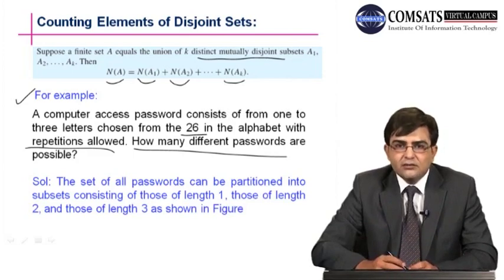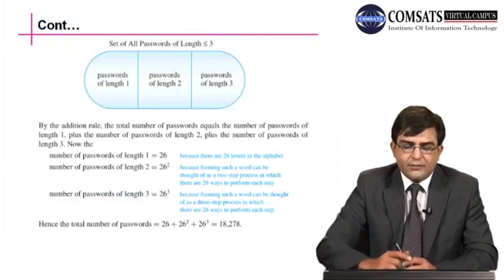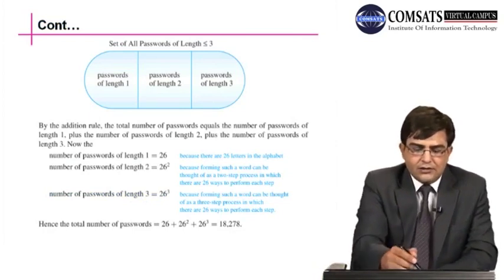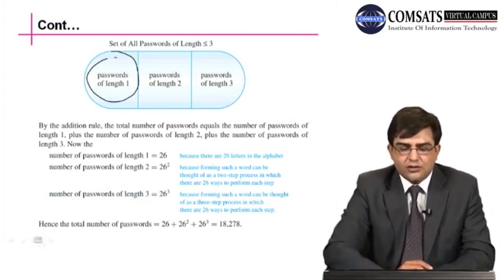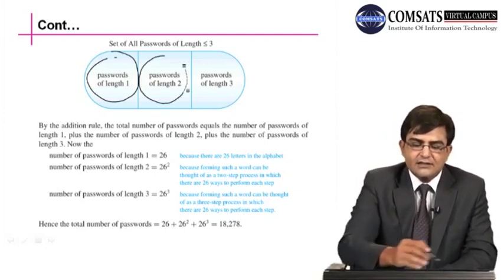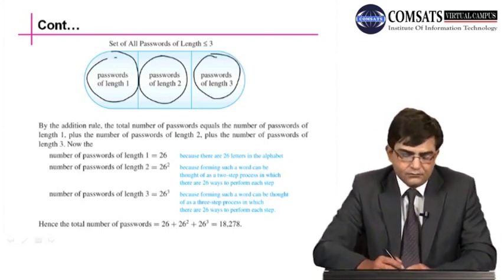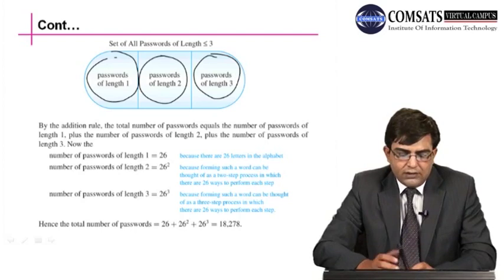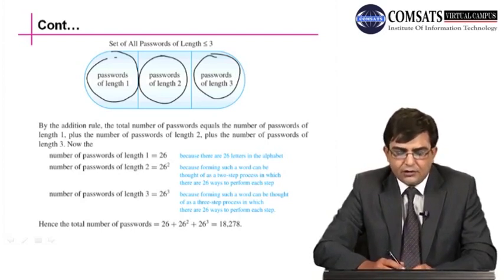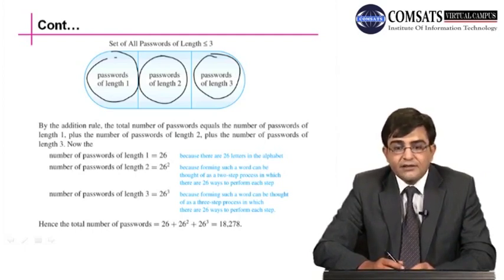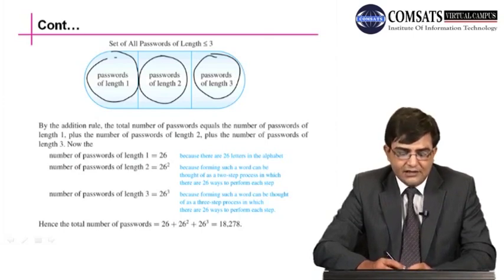Now in the third set, we suppose that the length of the passwords is 3. That is, the password has any 3 letters of the 26 alphabets. For example, we show it in a diagram. This is a set which contains passwords of length 1. This is another set which contains passwords of length 2, and this is a set which contains passwords of length 3. Now by the addition rule, the total number of passwords equals the number of passwords of length 1 plus the number of passwords of length 2 plus the number of passwords of length 3.